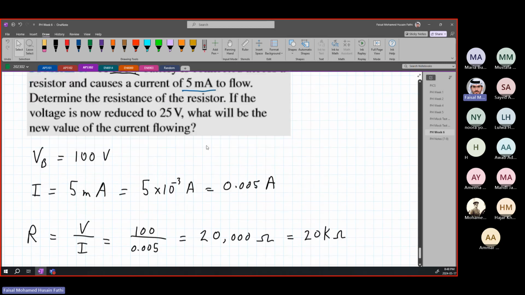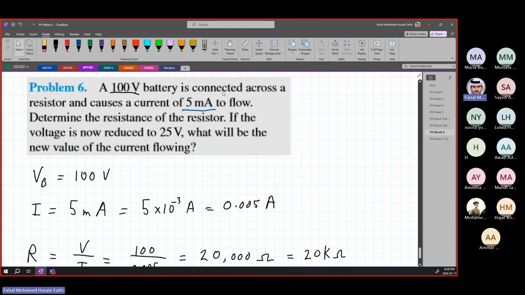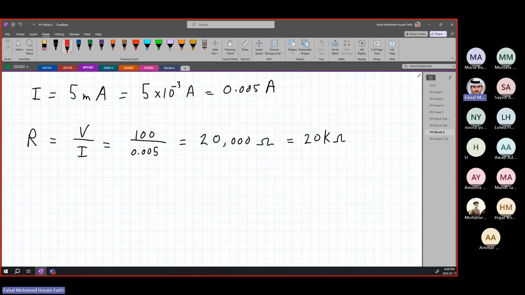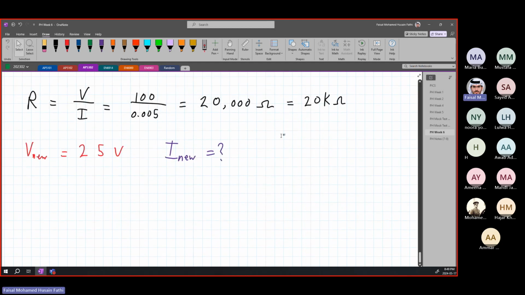Let's continue reading the question. If the voltage is now reduced to 25 volts, what will be the new value of the current flowing? Now, remember, this is a resistor. The resistor has a specific resistance that we found, which is 20 kilo ohms, or 20,000 ohms. So now the new voltage, V new, is equal to 25 volts. And they're asking us to find the new current, I new. Again, the resistance is a constant value, it does not change.